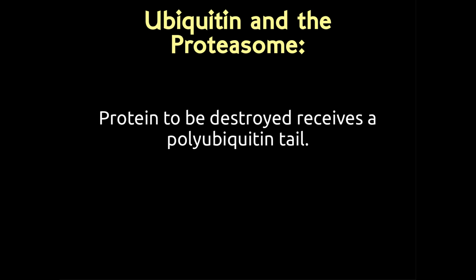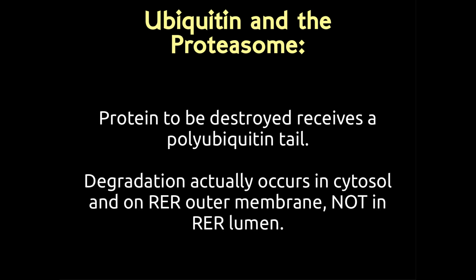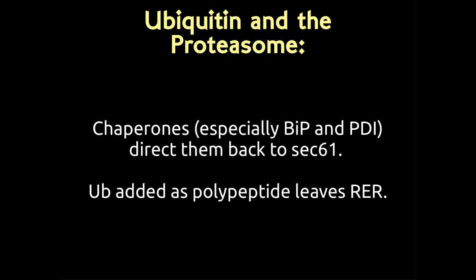So, in this process, a protein that is to be destroyed is going to receive a polyubiquitin tail. Essentially, several ubiquitin are going to be added to one end of that protein. And then degradation is actually going to occur in the cytosol and on the RER outer membrane, not inside the RER lumen. So it needs to get to the outside of the RER.